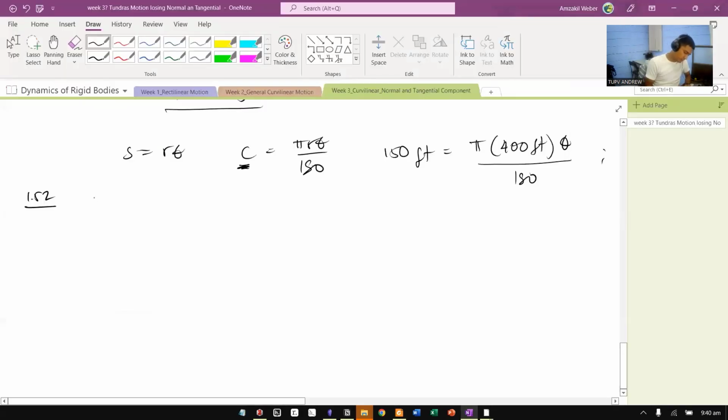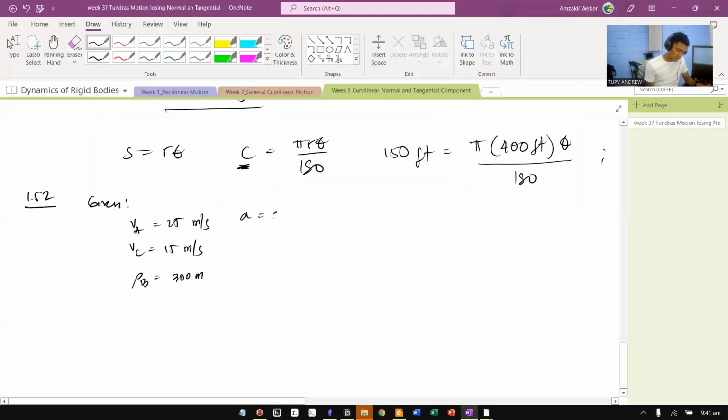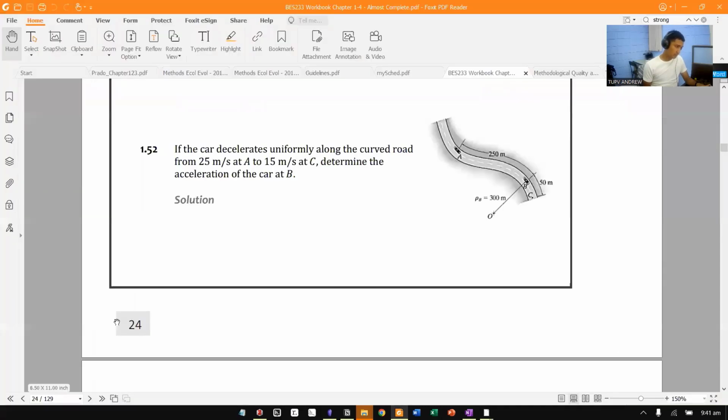Given: VA equals 25 meter per second, VC is 15 meter per second, the radius of curvature at point B is 300 meter. This is the given, which is uniformly along the curve, and acceleration is constant. So what's required of us is the acceleration of the car.